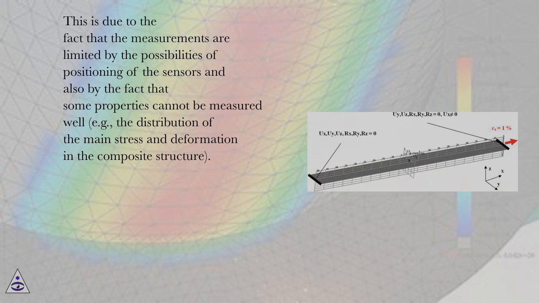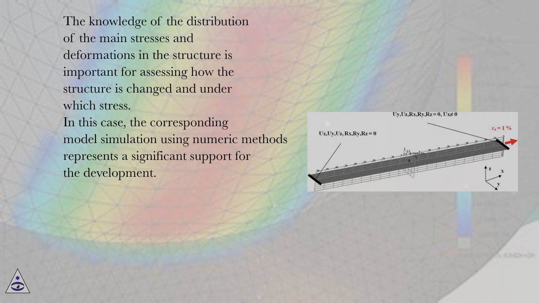the sensors and also by the fact that some properties cannot be measured well, for example, the distribution of the main stress and deformation in the composite structure. The knowledge of the distribution of the main stresses and deformations in the structure is important for assessing how the structure is changed and under which stress. In this case, the corresponding model simulation using numeric methods represents a significant support for the development.